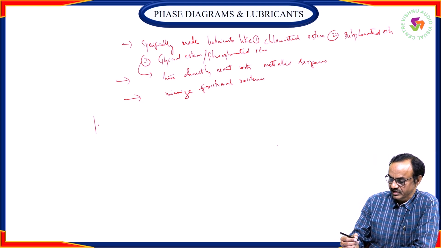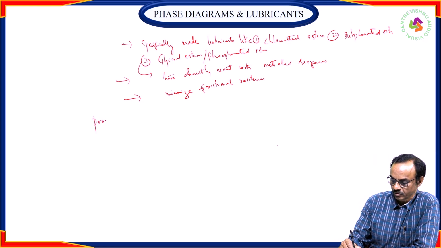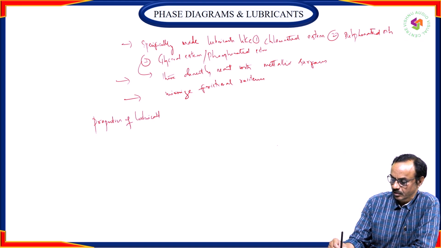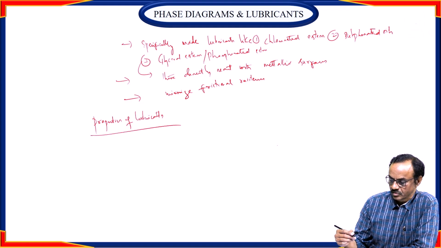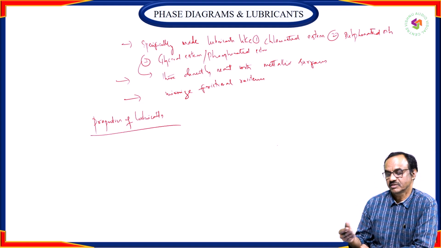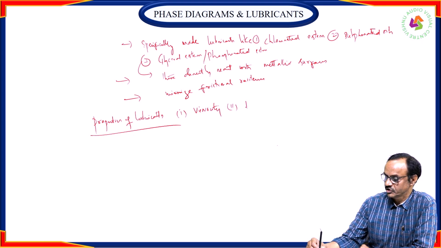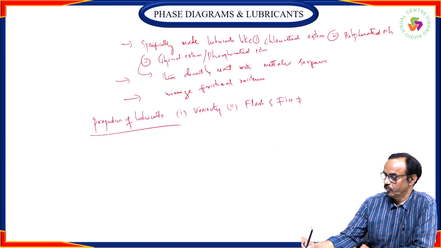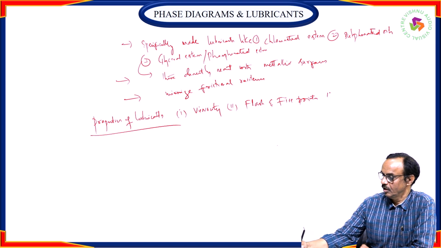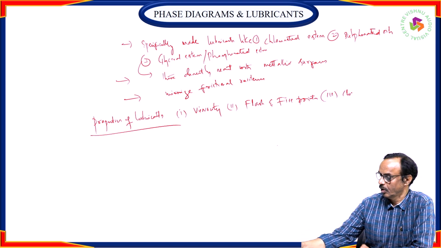Properties of lubricants, or specific characteristics of lubricants. We will discuss specific characteristics of lubricants later. The properties of lubricants are mainly: 1, viscosity; 2, flash and fire points; 3, cloud and pour points.